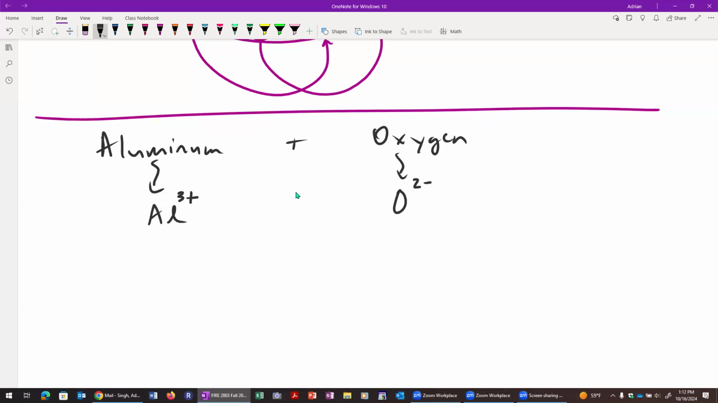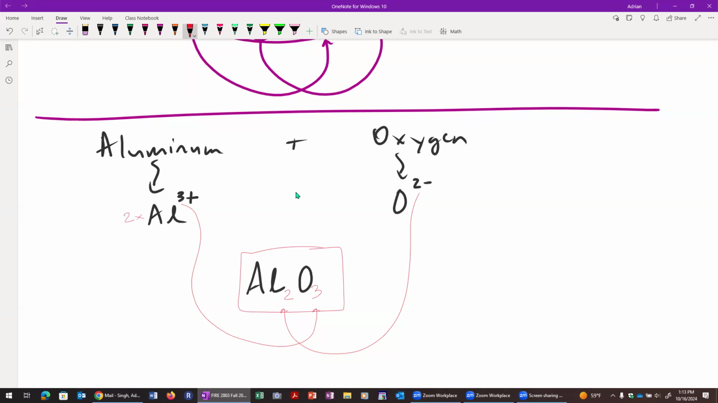So we can quickly determine charges. And when I do my crisscross method now, I put the cation first, so Al, anion goes second. And now when I do my crisscross, the 3 here for the aluminum becomes a subscript on the oxygen. And then the 2 for the oxygen becomes a subscript on the aluminum. So this is telling me the ratio that will allow these charges to cancel would be 2 aluminums and 3 oxygens.